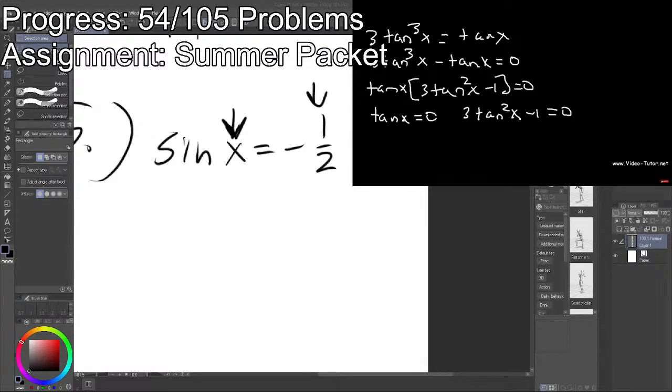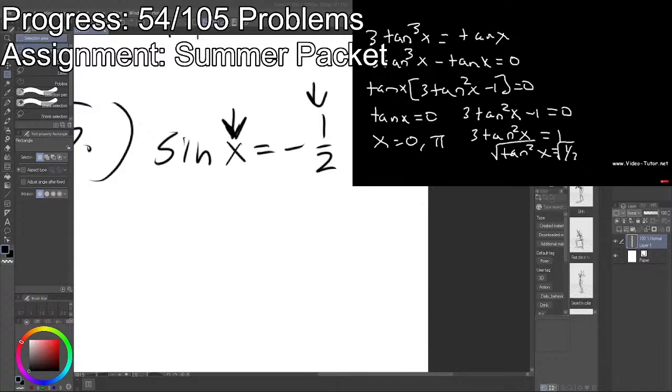So at what angles is tangent 0? Tangent is 0 at 0 and pi. If you type tangent of pi, you get 0. If you type in tangent of 0, you get 0. For the other one, we need to add 1 to both sides, and then divide by 3. So tan squared is 1/3.